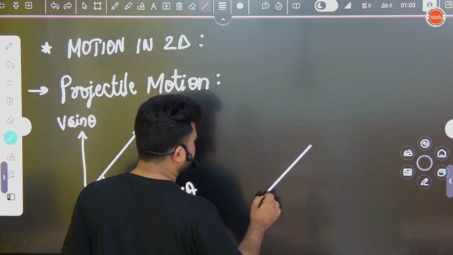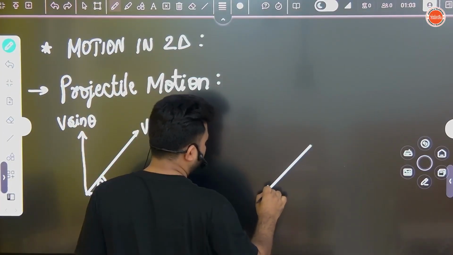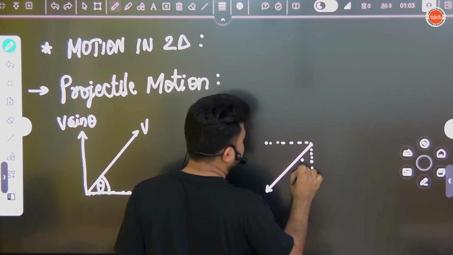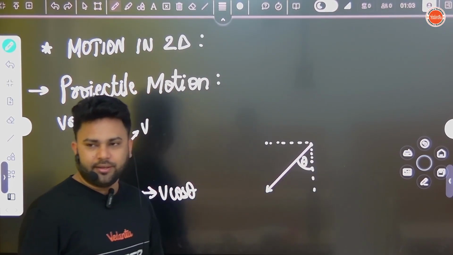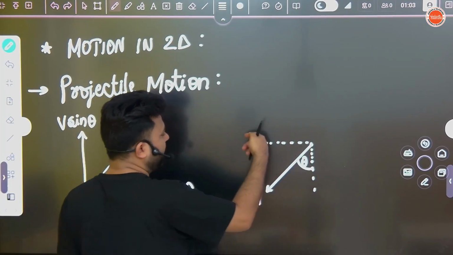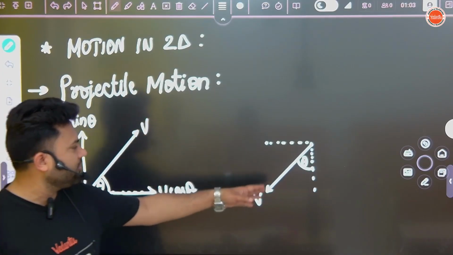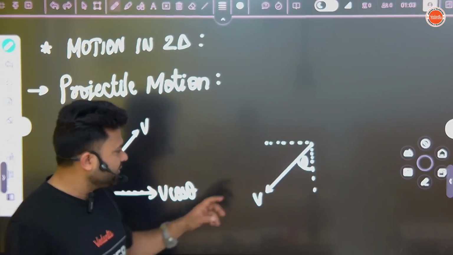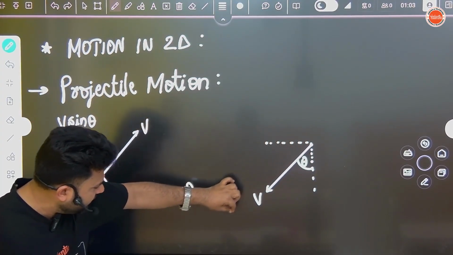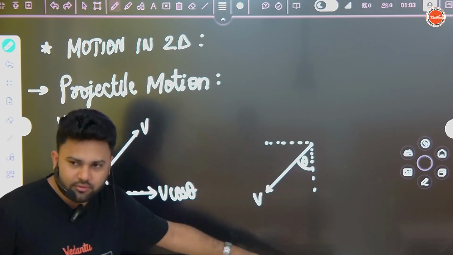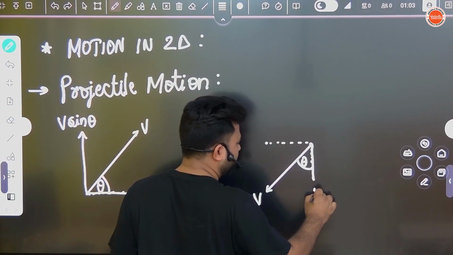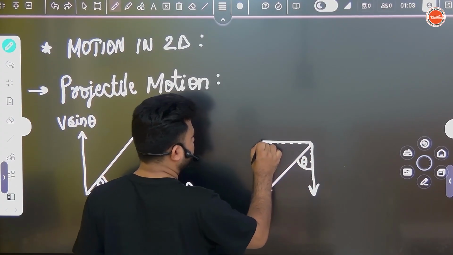Again, suppose the object is moving in this direction. You should be able to draw and write its components. Suppose this angle is theta. This velocity will have two components, one in the downward direction, one in the left direction. How do we decide why downward, why left? After some time, from here, the body will be here. It went down and it went left. It means it has two components.